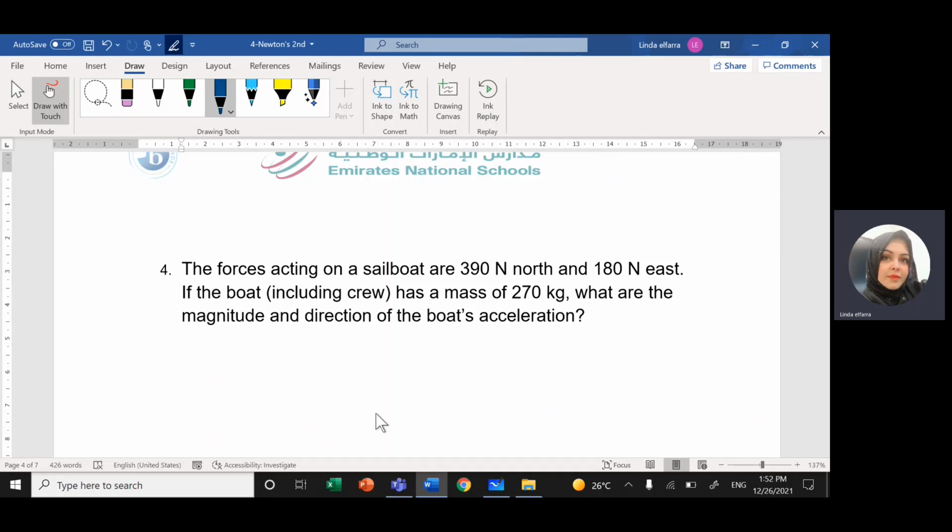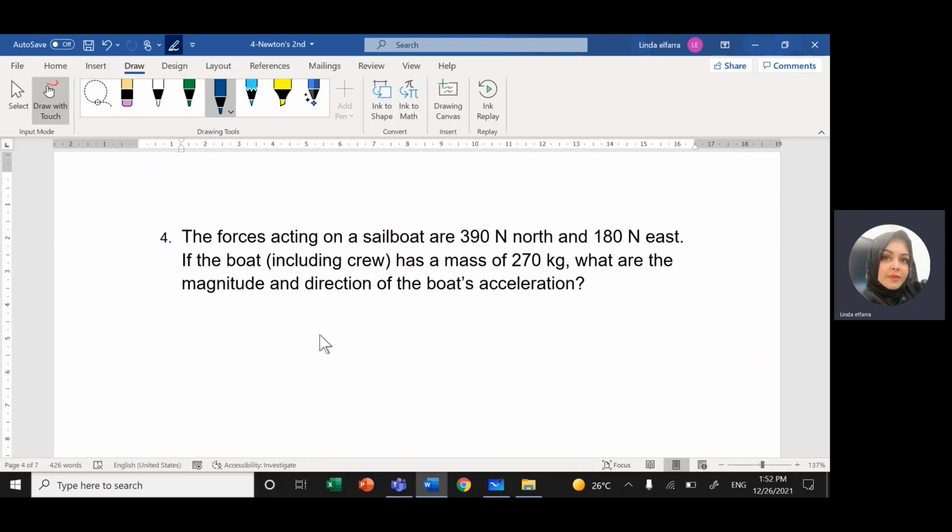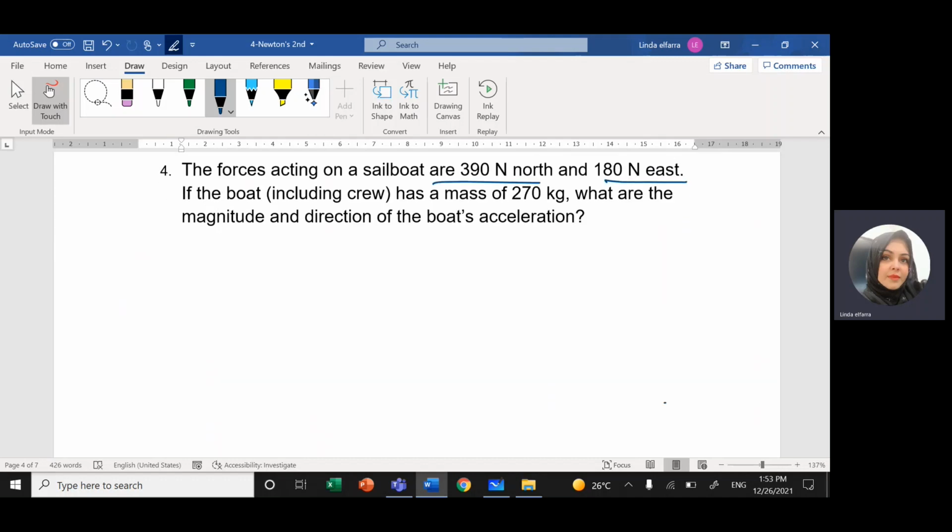Okay. The other question, question number 4. The forces acting on a sailboat are 390 Newton north and 180 Newton east. So first, this is the sailboat. I have 390 Newton north. Now remember, here north, south, east, west. So this is north, and then I have east. I'm going to draw it a little bit shorter. This will be 180 Newton east.